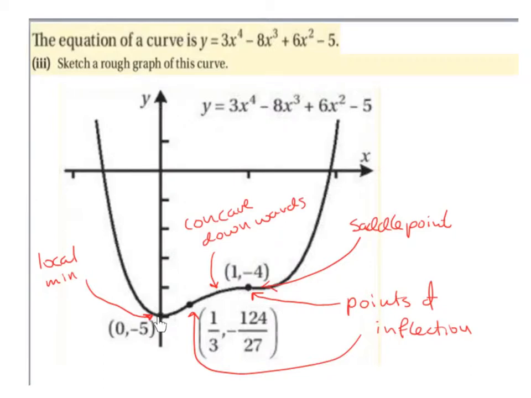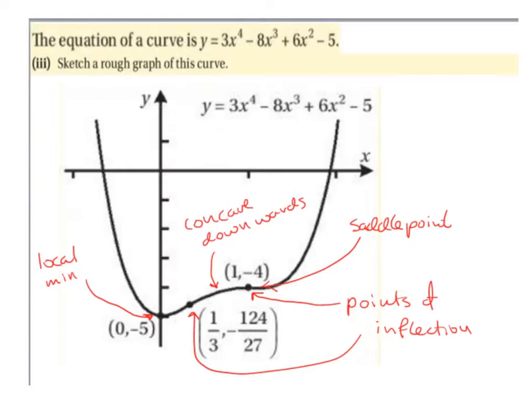And this is also our local minimum, so this is the lowest point in our graph. We also know we have a saddle point at 1, minus 4. And we know we have points of inflection at 1, minus 4 and a third, minus 124. And in between a third and 1, we have concave downwards. To the left of a third, we have concave upwards, and to the right of 1, we have concave upwards as well.